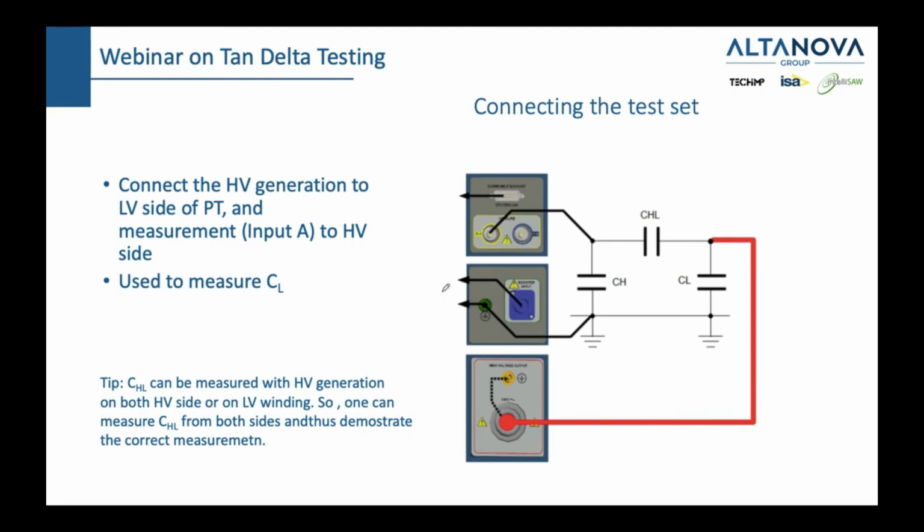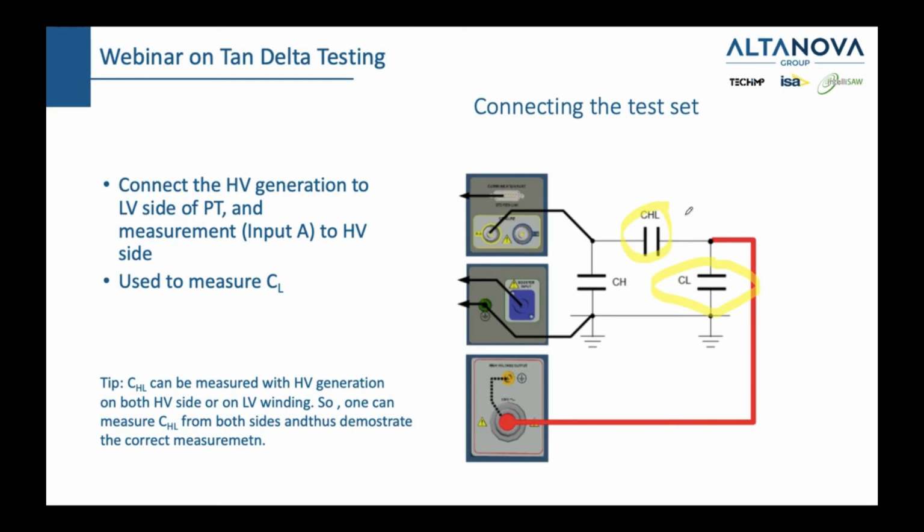And now in this setup, you would be generating voltage here, maximum allowed voltage, or 10 or 12, and you would be measuring from here. And in this setup, you can measure CL, but you can also measure CHL. So this is one of the ways how you can verify if you're doing a good measurement. You can measure CHL from the high voltage side, then you can repeat that measurement from the low voltage side, and you can see if the number is the same. Up to a third or a fourth decimal, it should be the same.